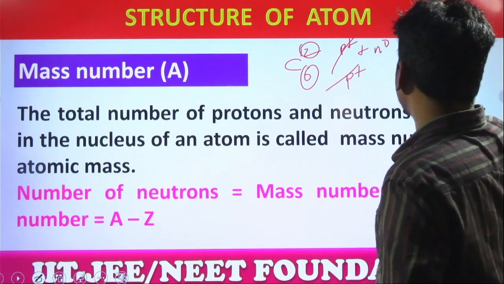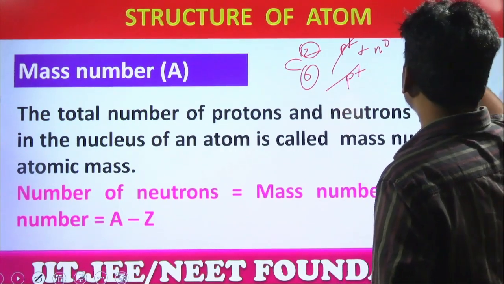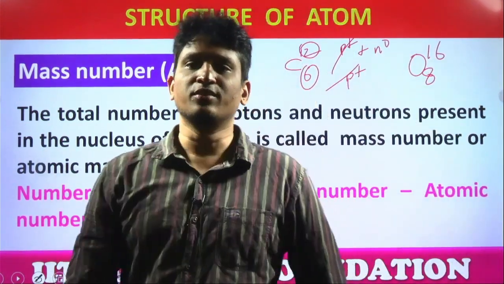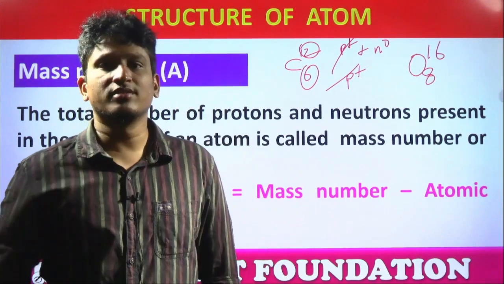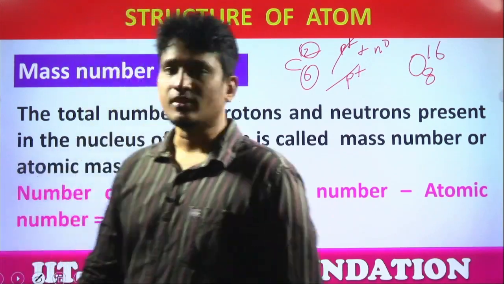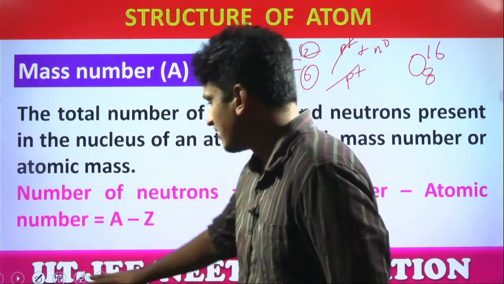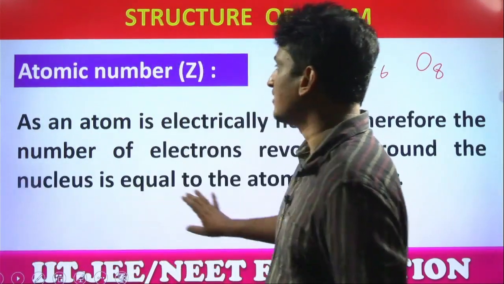For example, oxygen: atomic number 8, mass number 16. So how many neutrons are there? 8 neutrons. How many protons? 8 protons. 8 plus 8, 16. How many electrons? 8 electrons. In a neutral atom, protons are equal to electrons. So this is about mass number, students.